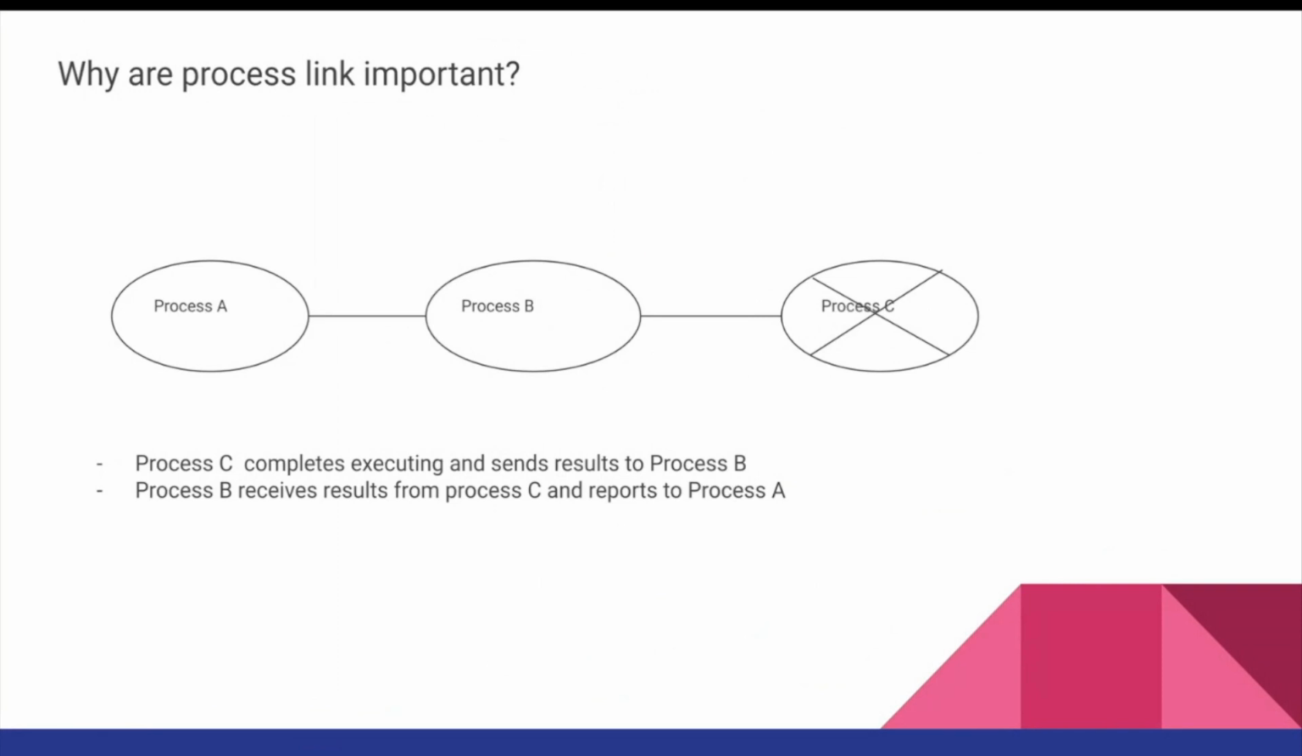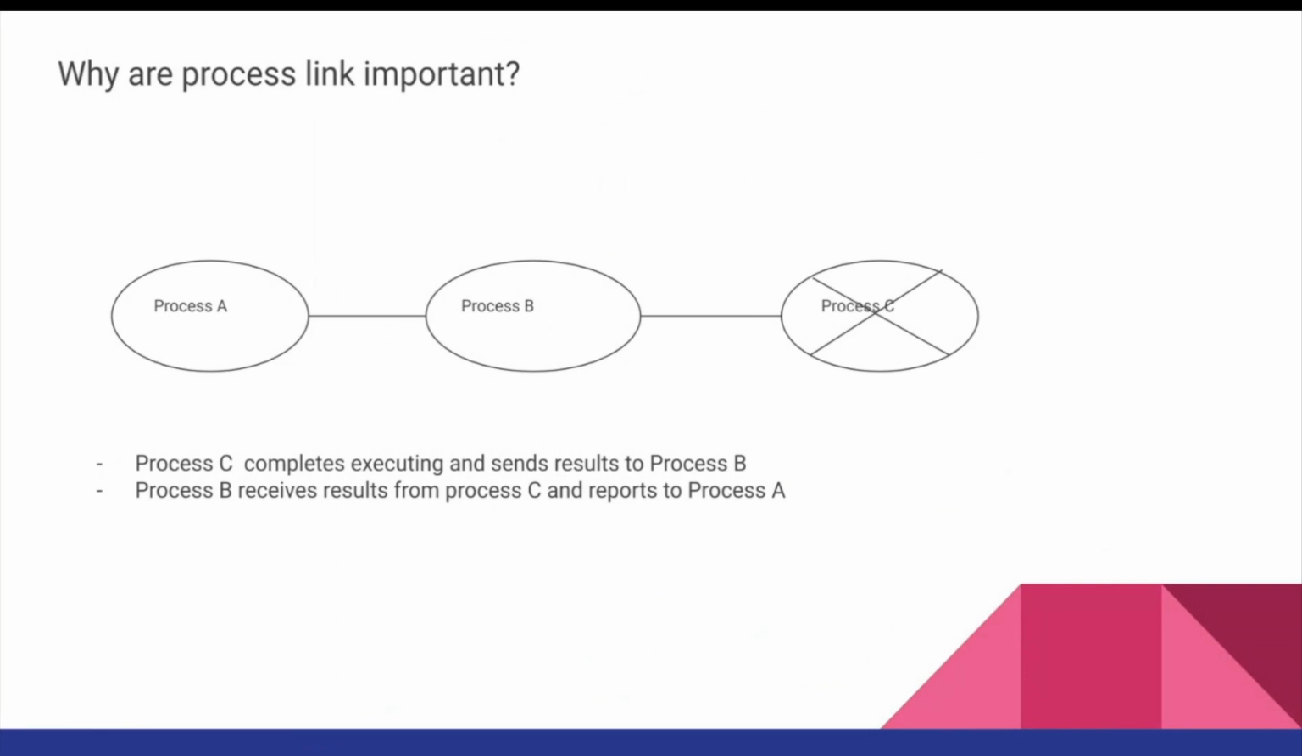Now imagine a scenario where process C crashes and process B is not aware of the crash of process C. That will mean that process B and process A will continue running even with a bad state. So this is where process link comes in handy.